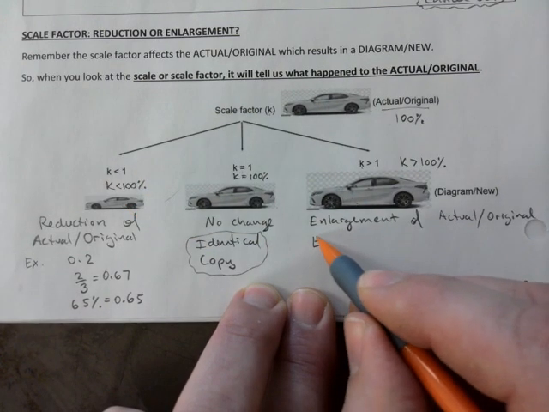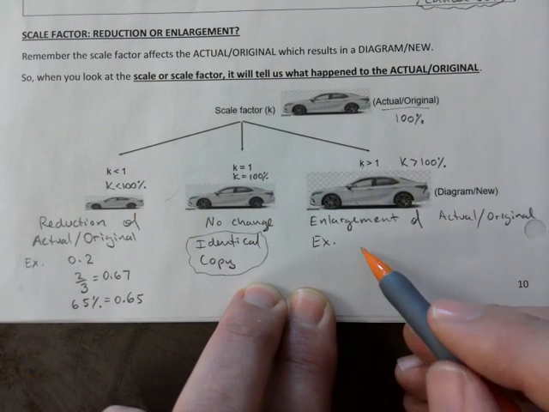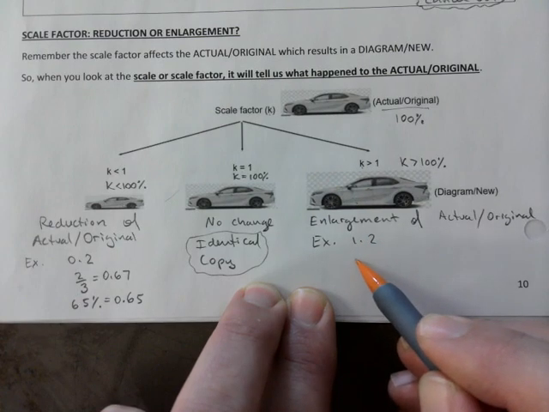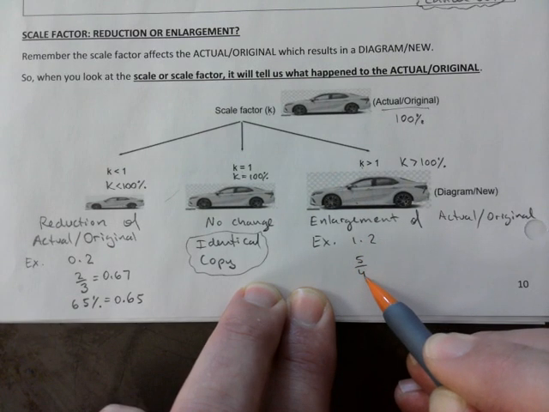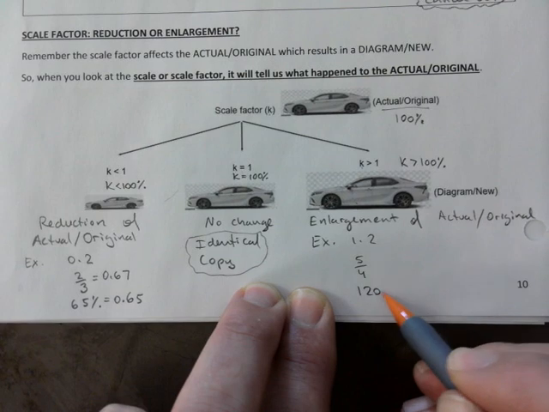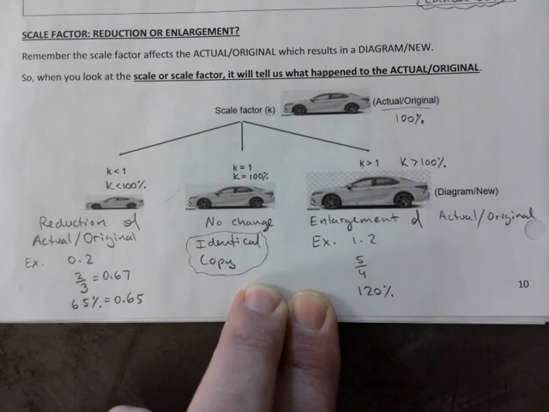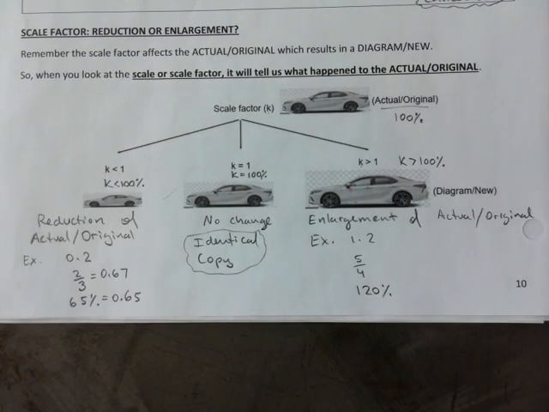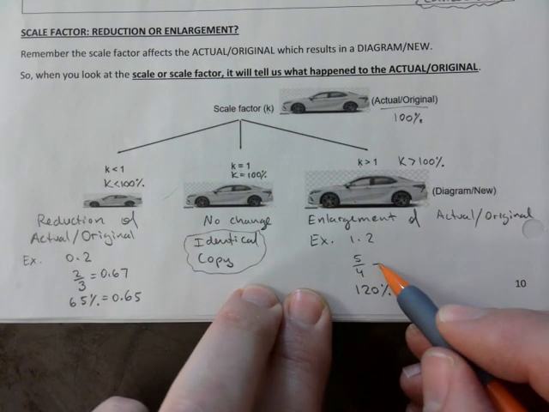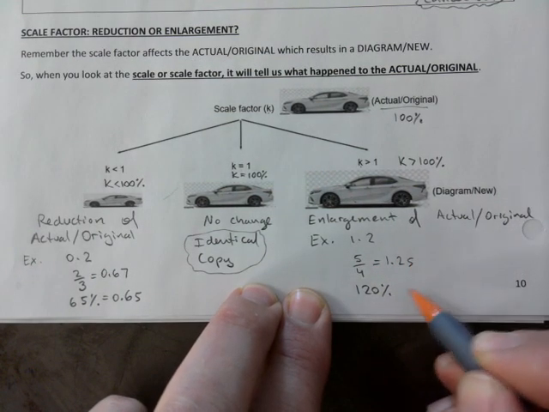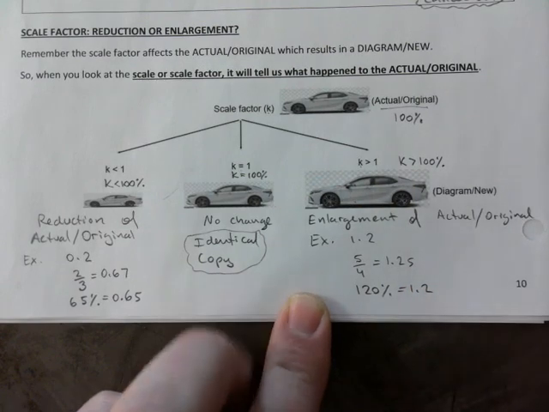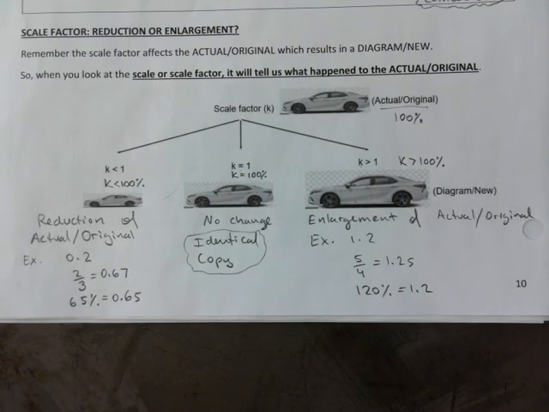Enlargement, anything bigger than that, right? So 1.2, 5 over 4, 120%, right? Any one of them would tell you, oh yeah, the original has been enlarged. Right? This is 1.25, this is 1.2, right? So there we go.